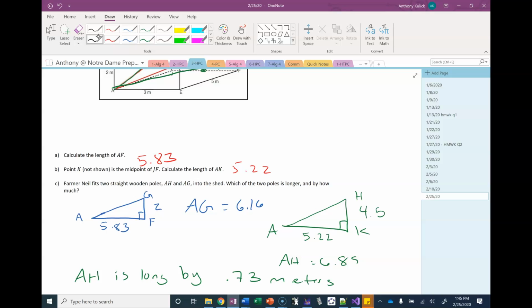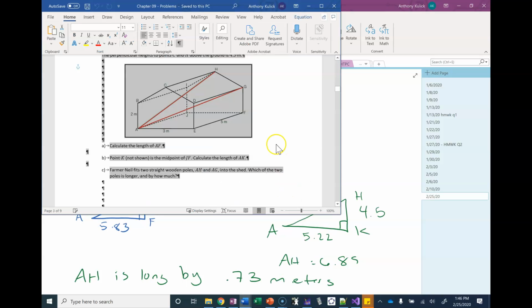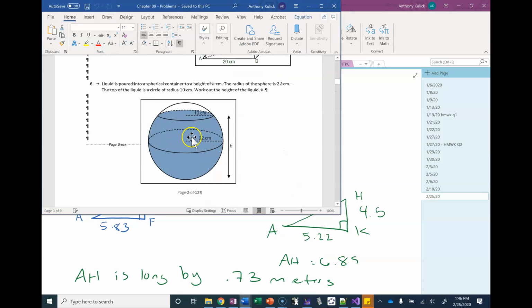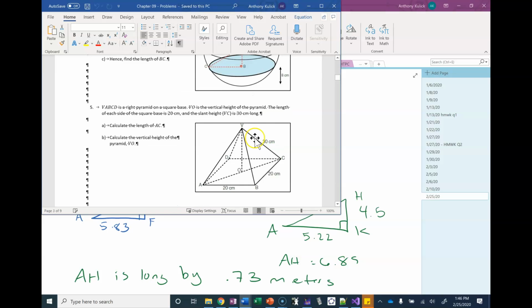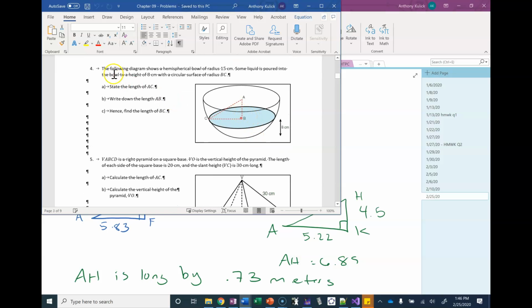Ingy. Whoa, that was a crazy one. Is number 4 like the bowl one? Is this the one? Or this one? Okay.